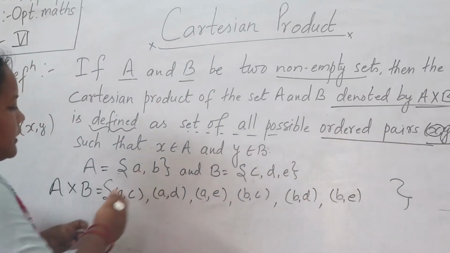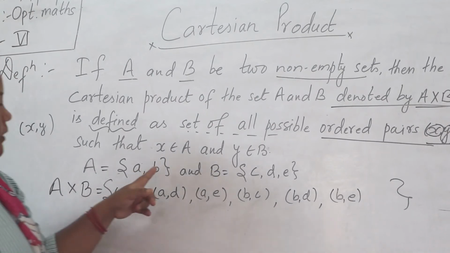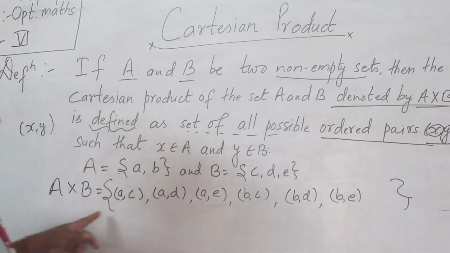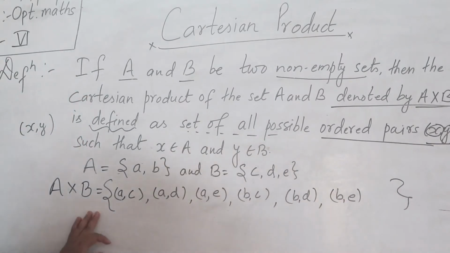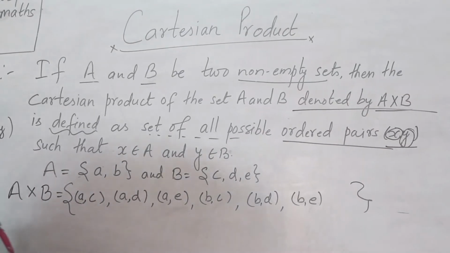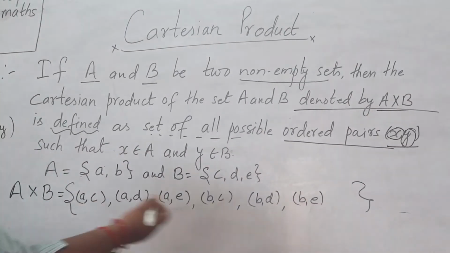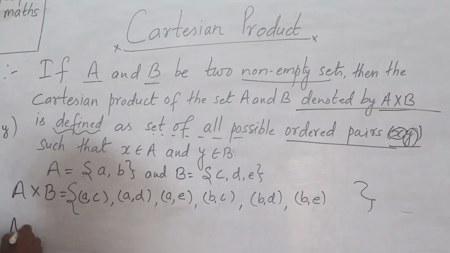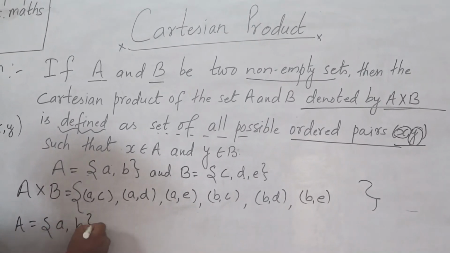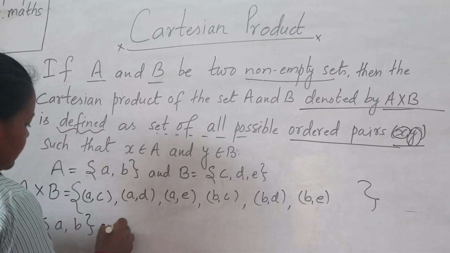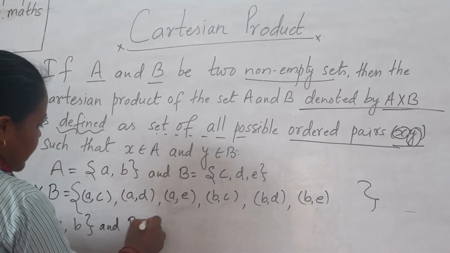Now we have completed, and we don't have another element here. This is the Cartesian product of A and B. Understand? Okay, so next example.